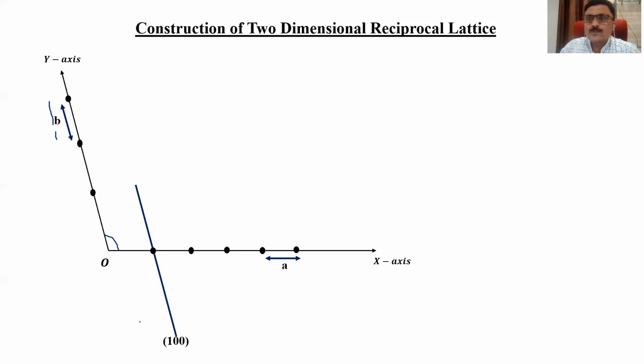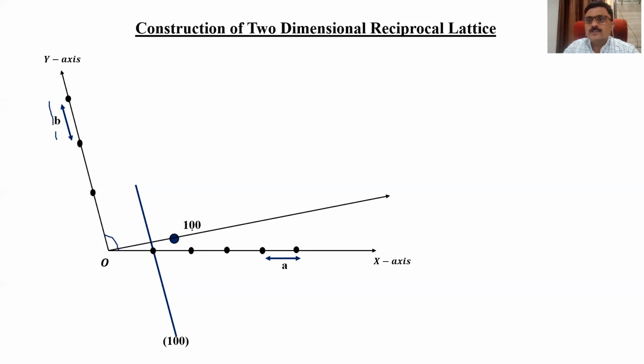Now the first step to construct the reciprocal lattice is to sketch the normal to this crystal plane. So the normal to the crystal plane will be like this. And I have to put the reciprocal lattice point at a distance equal to the reciprocal of the interplanar spacing corresponding to the 100 plane, and that can be done like this. So this is the point. This point is the reciprocal lattice point, and 100 is a representation of the reciprocal lattice point.